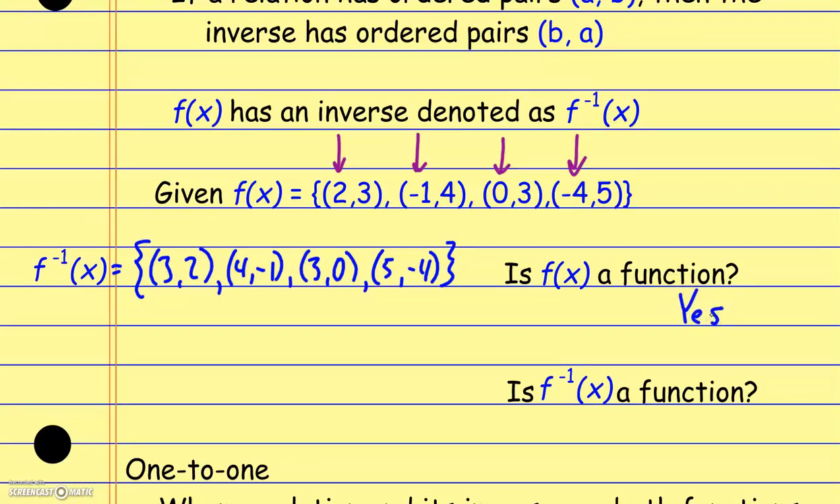And then it asks me about the inverse. Is the inverse a function? Again, I look at the x values to see if there are any repeated x values, and right here I see that this 3 is repeated with two different y values, so that one is not a function. So the answer is no. The original was a function, the inverse was not a function.